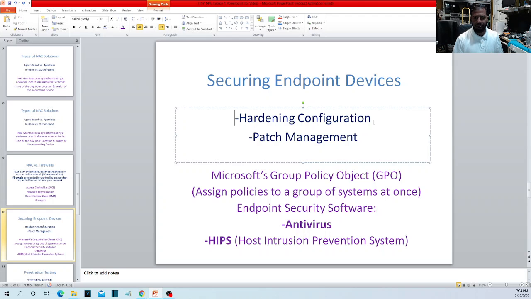Okay, hardening the configuration. Patch management. All the computers require, from time to time, security updates to be installed on them. They are called patches. They have to be updated regularly and on time.